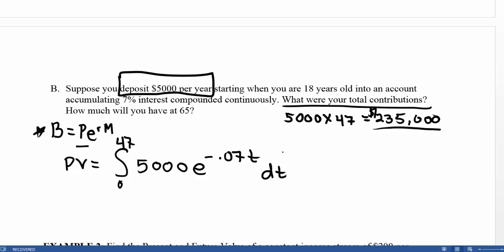Now, why do we have to use this formula? Having $5,000 deposited 10 years from now is not the same thing as depositing $5,000 today.